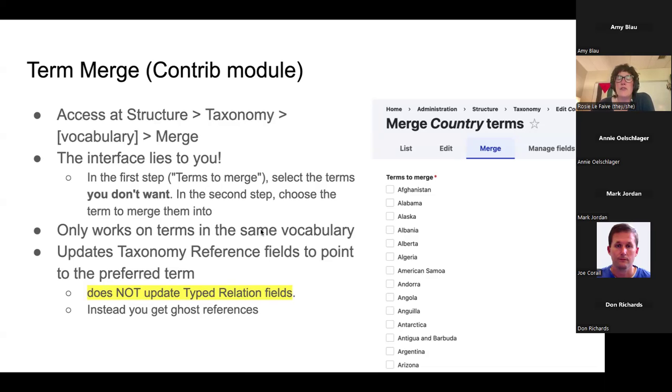This only works if the terms are in the same vocabulary, and it will do a really useful thing of updating taxonomy reference fields to point to the preferred term. So anytime I had a geographic subject, or sorry, I don't remember what the field is called, but the field that uses the MARC country of Alberta, it would change it over to Canada.